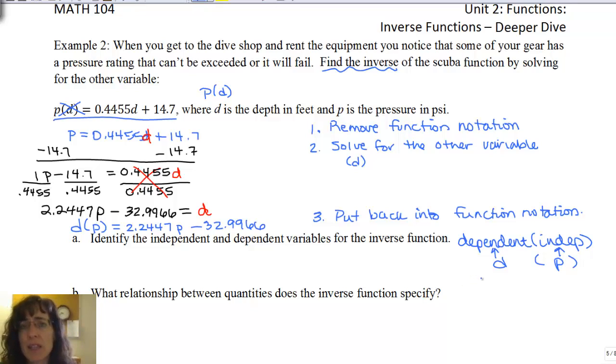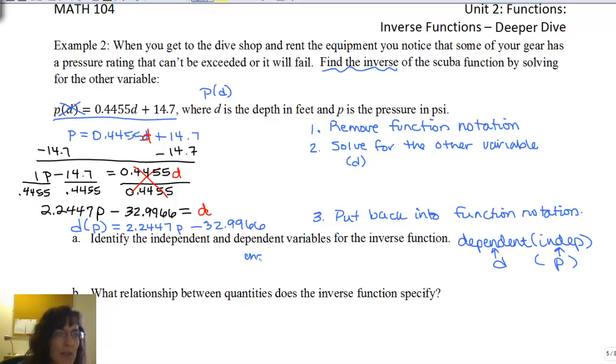And that is the exact opposite of before, but I'm looking at the new function as it's written, the inverse function, and doing the same thing I did for the regular function. So no matter whether it's a function or an inverse, I still will have the function notation written as dependent by independent, and then I can identify them very quickly, same way both times.